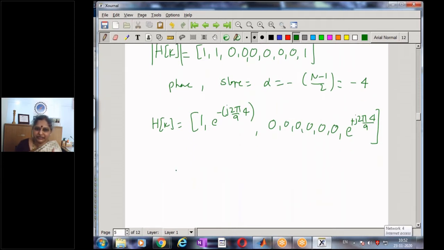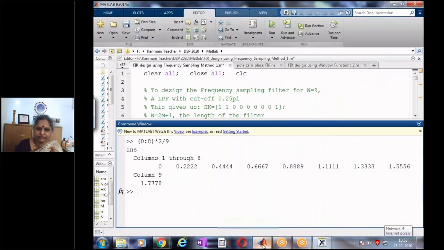And now my task is just to compute the inverse DFT of this. So now let us see what is the value. E to the power of minus j 2 pi by 9 into 4. So let's check that.